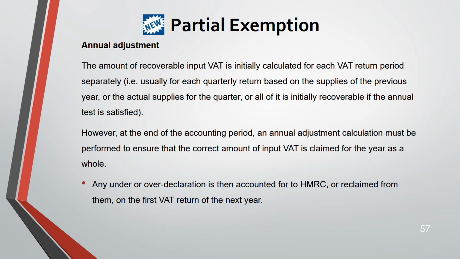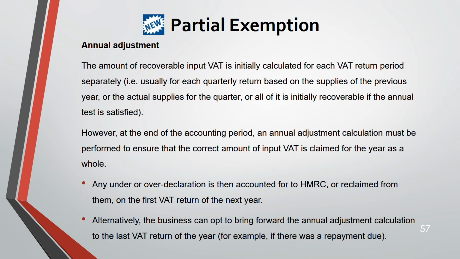Any under or over declaration is then accounted to HMRC or reclaimed from them on the first VAT return of the next year. If the business opts to bring forward the annual adjustment calculation to the last VAT return of the year, they can do that. The business can opt for it. For example, if there was a repayment due from the first VAT return, they can bring the annual adjustment calculation to the last VAT return of the year.